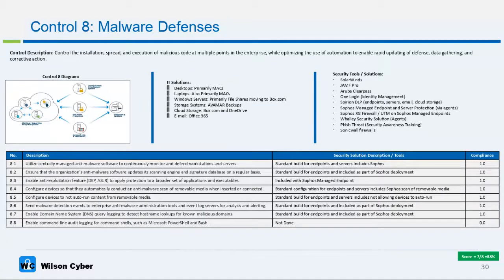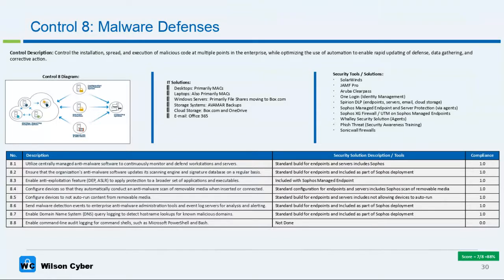Malware defenses are in really good shape since the implementation of Sophos. Control the installation, spread, and execution of malicious code at multiple points in the enterprise, optimizing the use of automation to enable rapid updating of defense, data gathering, and corrective action. Here we have 8 subcontrols.